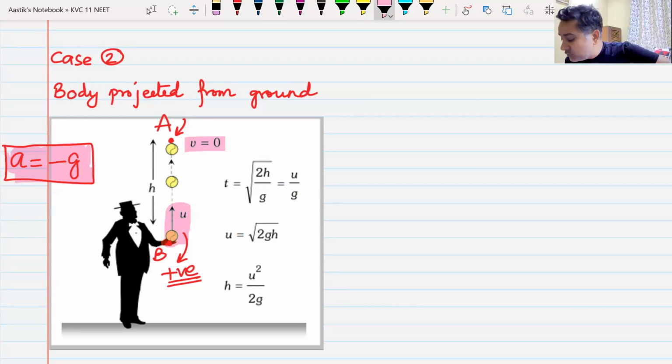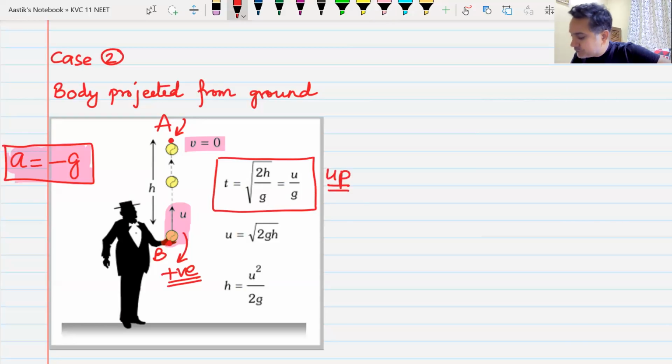So these are the things that are known to us. The initial velocity is known. The final velocity at the highest point is known. Acceleration is known. Do we understand this? Then we don't know what is time. So you can calculate time using this equation. This is the time taken to go up. You can write the formula for this.